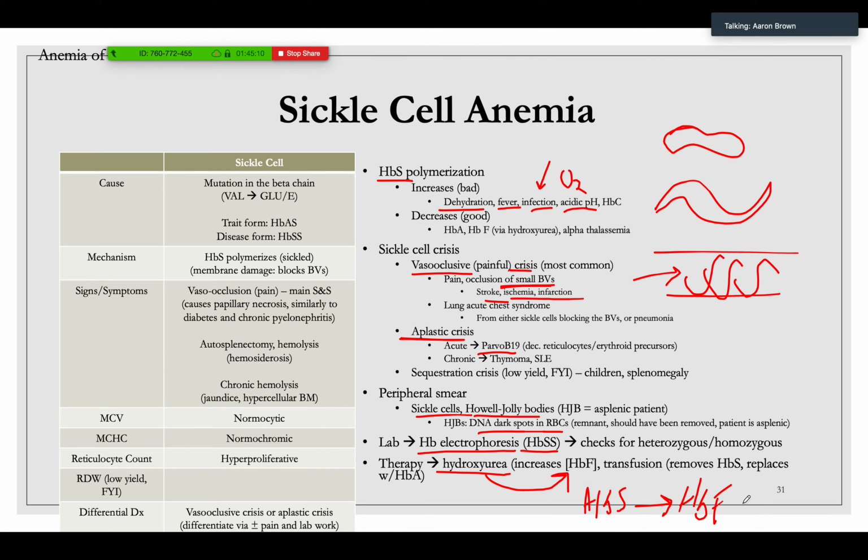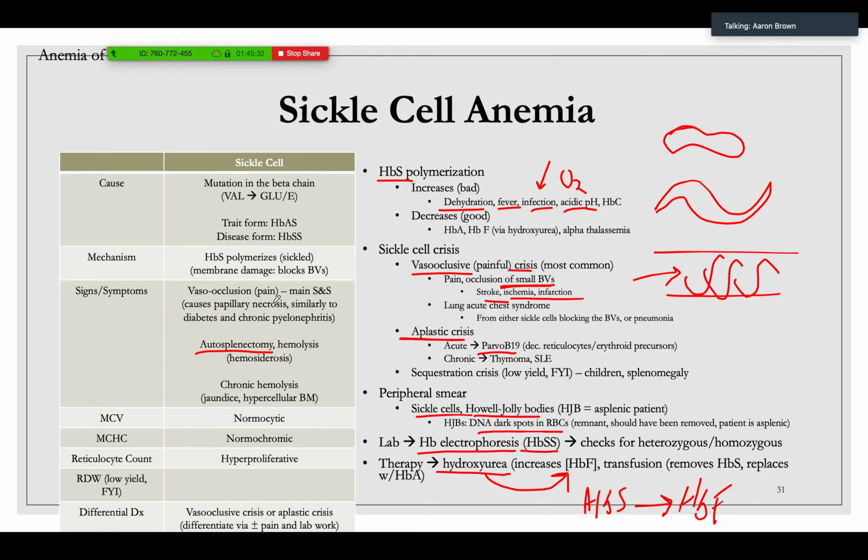Great. And so what often happens with these patients is they do something called autosplenectomy, where because of all of the occlusions that happen in their spleen, it actually shrinks down and dies. By the age of 15, most patients with sickle cell anemia will not have a functioning spleen anymore.